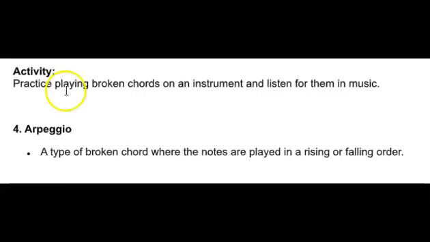Now this is a very nice activity. Most of you play the recorder, and you know that we can't play 3 notes together on one recorder, but we can play a broken chord. We can play C, E, G, F, A, C, G, B, D. And most of you are singers, and we also can't sing 3 notes together, but we can sing them separately. So the arpeggio we've just seen now is a type of broken chord where the notes are played in a rising or falling order. Okay.